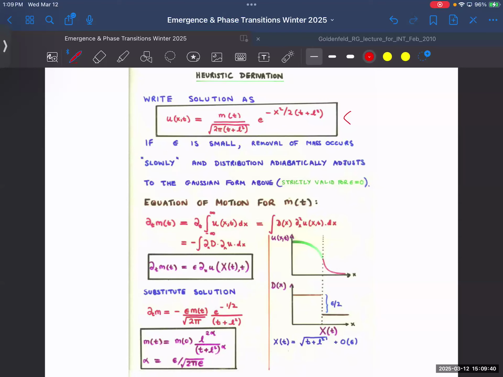So this is the solution that we wrote down for the regular diffusion equation, where there is no epsilon. But the only thing that's different here is we're now going to say that the mass of the distribution is no longer a constant, as it is for the diffusion equation. It's actually a time-dependent variable. Okay, so we're going to look for solutions that have this form.